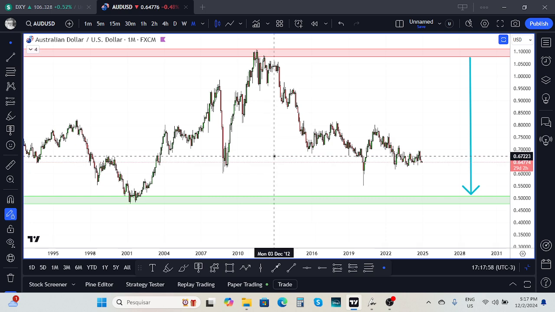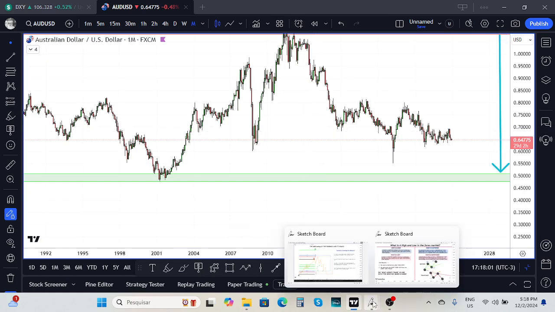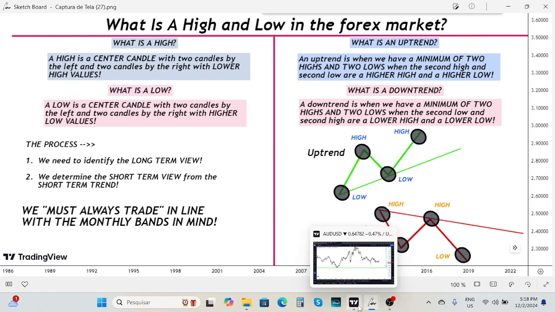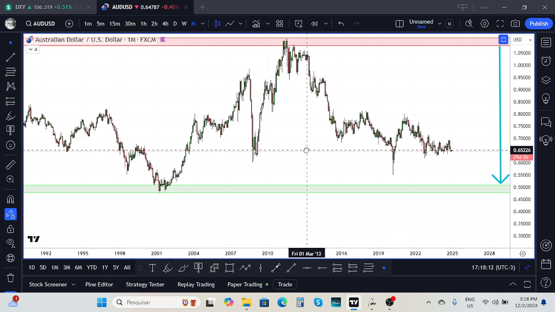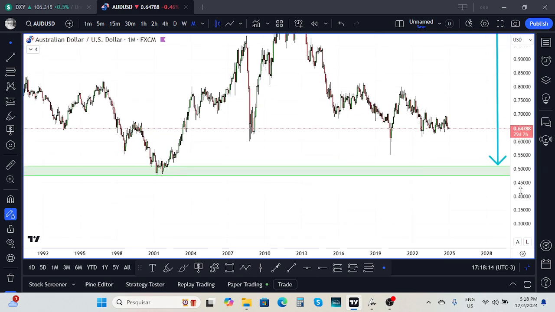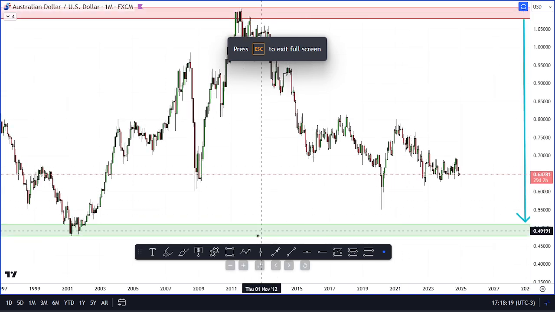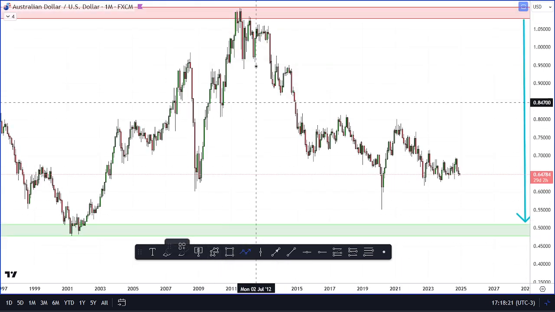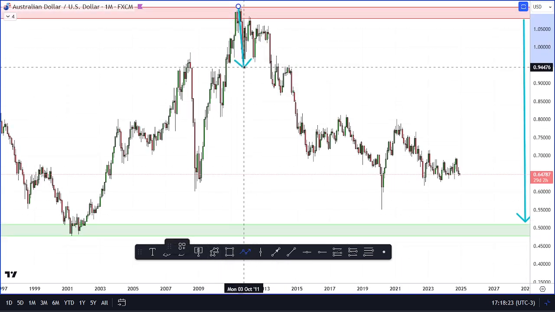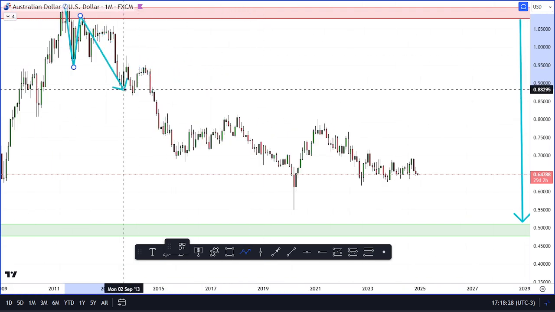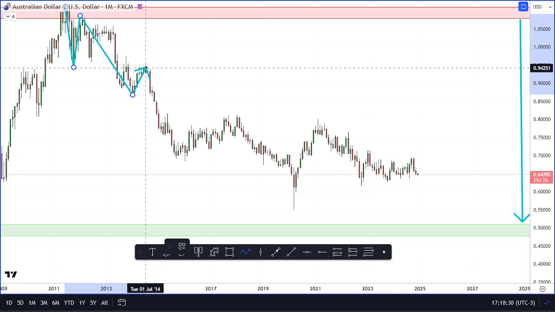So from the picture, it says we need to determine the short-term view from the short-term trend, right? Yes. So let's look at the short-term view. Now we are still using the monthly time frame. We already know the long-term view is that price is going to go all the way down. So we have lower lows and lower highs. This is a low here and this is a high.